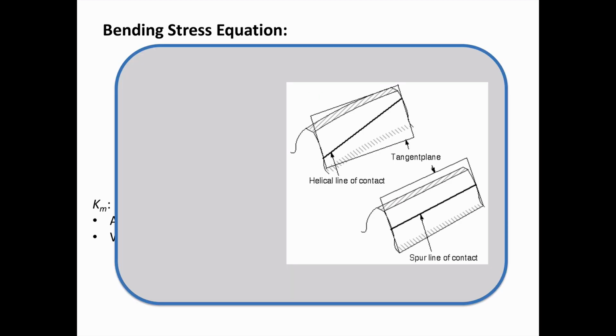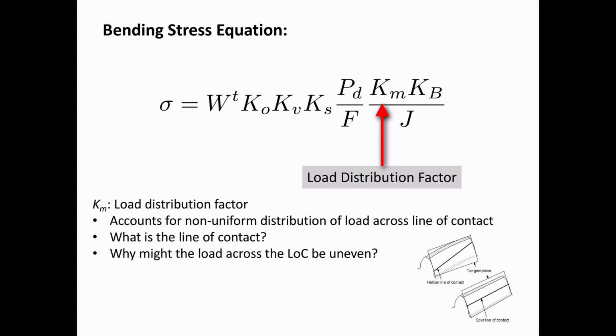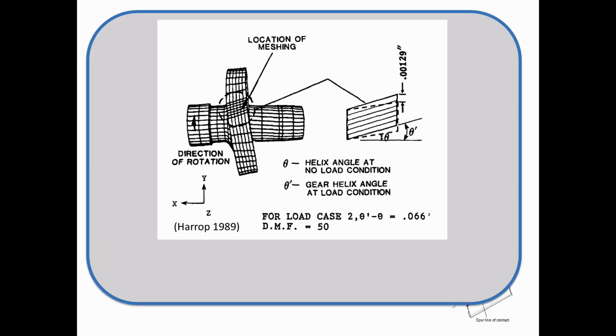Here we have an image of both a helical gear tooth and a spur gear tooth. Let's focus on the spur gear tooth. When we have two teeth in contact, we don't contact over a wide patch, but it's really just a line of contact that contacts across the width of the tooth. So why might the load across the line of contact be uneven?